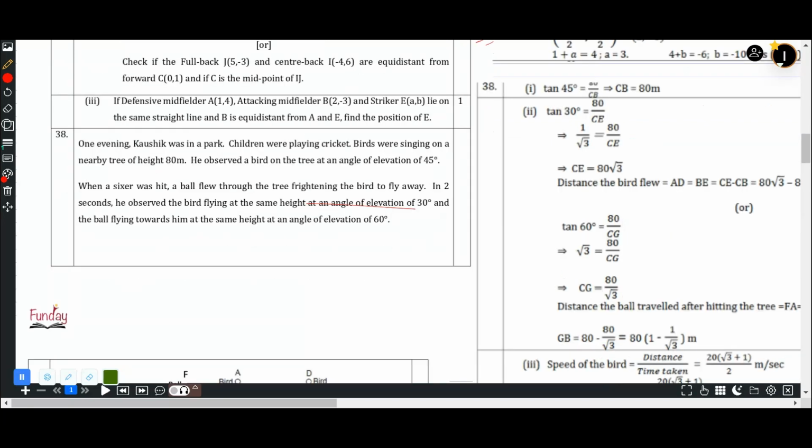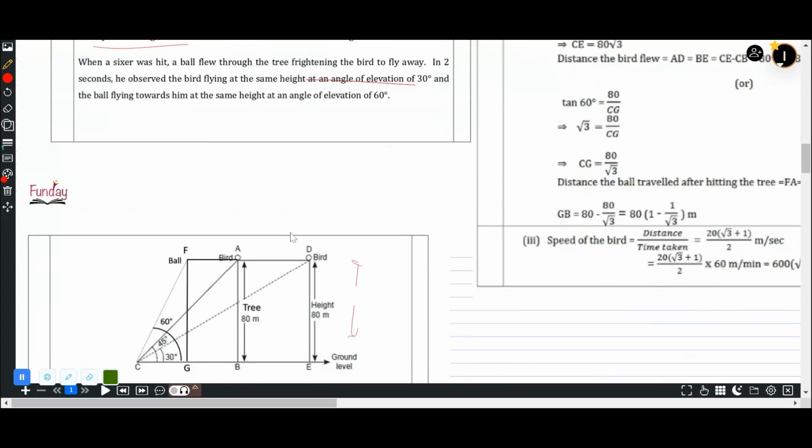Hi, so we are on question number 38, which says there is another case study based question which says one evening Kaushik was in a park, children were playing cricket, birds were singing on a nearby tree. So actually the height of the tree is important, whether birds were singing or not doesn't matter. He observed a bird on the tree at an angle of elevation of 45 degree. When a sixer was hit, now if you see they have given a diagram also. So that is the best part because they have given you the diagram, so you don't have to make a diagram for this. So when a sixer was hit, so this was the bird, okay, initially at a point.